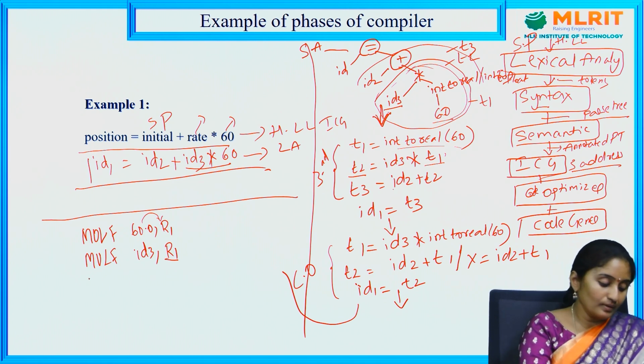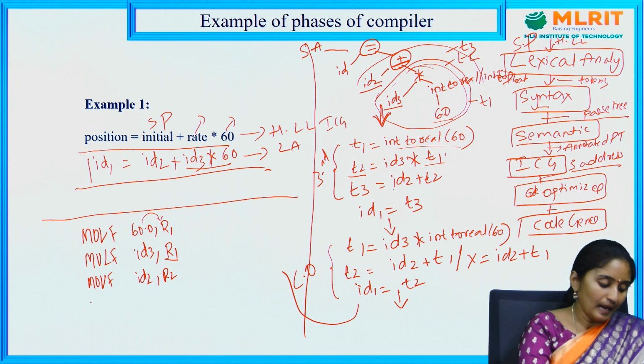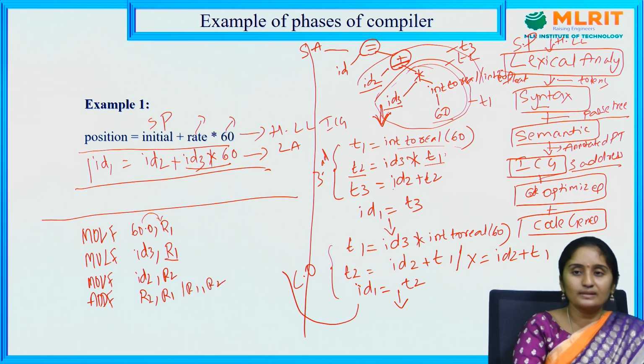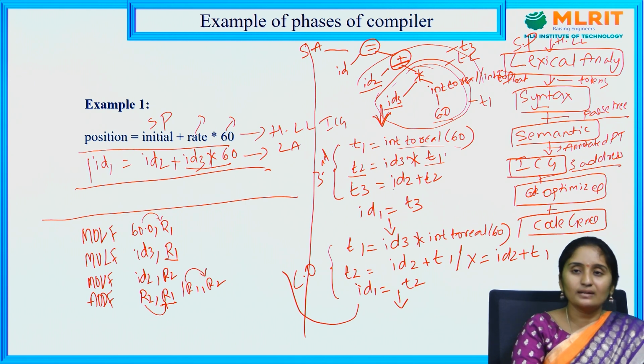The next, what I am having here, move float id2 comma R2. id2 I am moving to register R2. Next, what type of operation do I have here? Add float value. R2 comma R1, or else I can write R1 comma R2, it doesn't change. So it adds R1 plus R2 and stores the result in R1.